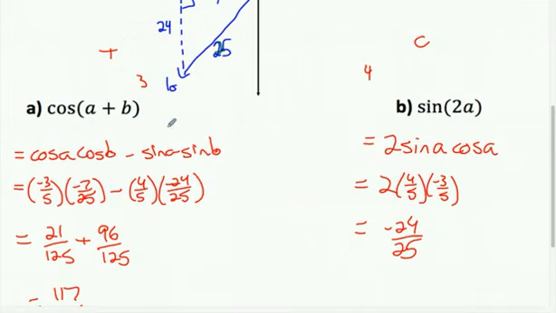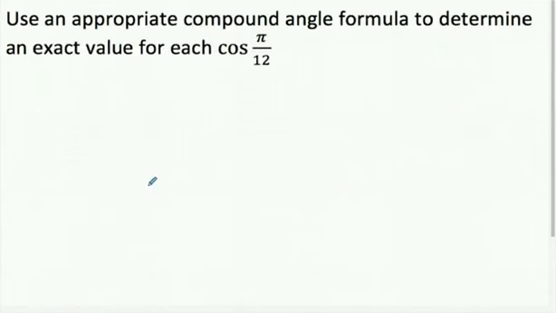So those are the compound and double angle identities. There are more, like we could do cos of A minus B, sine of A plus B, sine of A minus B, and we could also do cosine of a double angle or tan of a double angle. So those are just a couple practices.